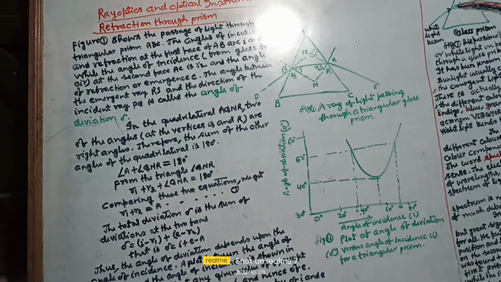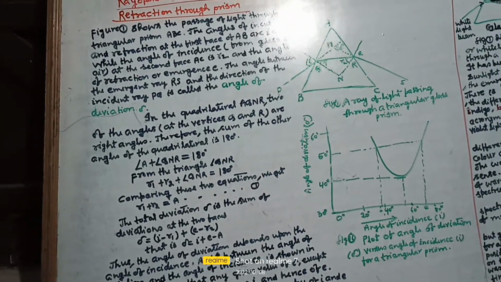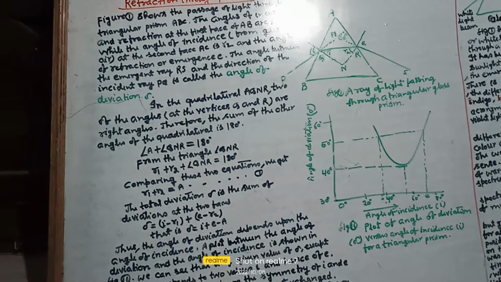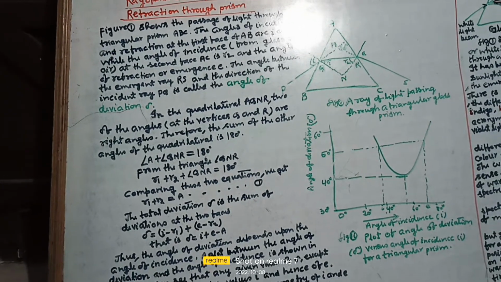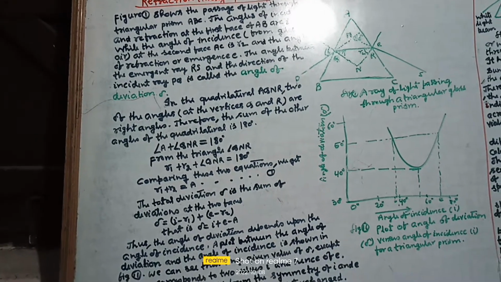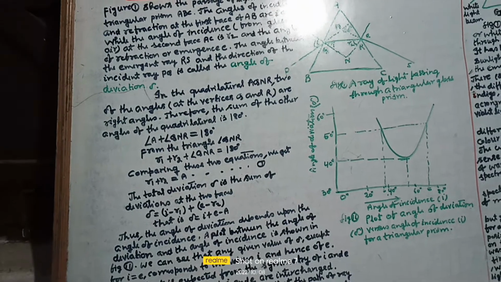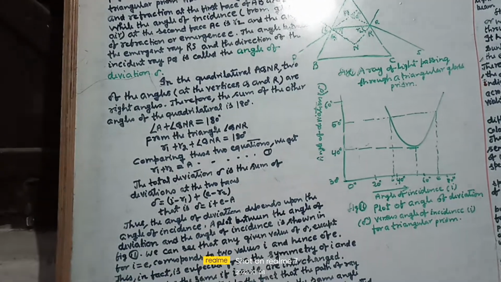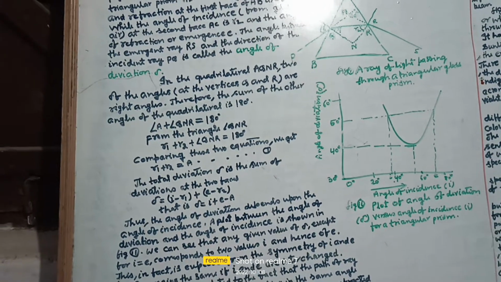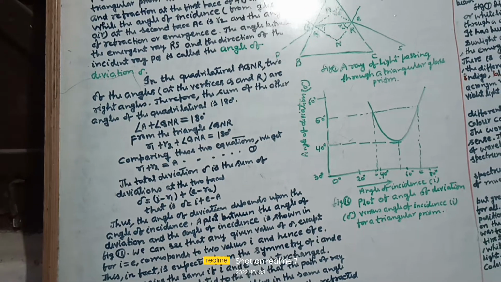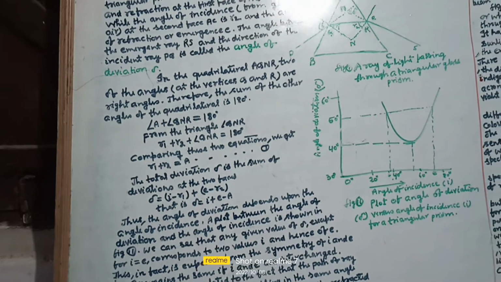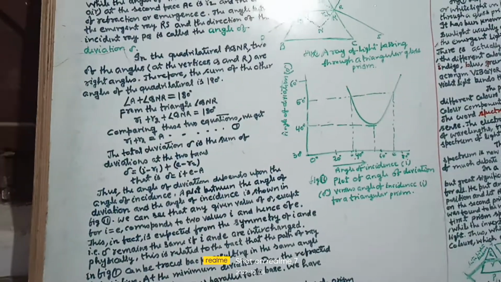In the quadrilateral AQNR, two of the angles at the vertices Q and R are right angles. Therefore, the sum of the other angles of the quadrilateral is 180 degrees. Angle A plus angle QNR is 180 degrees. From the triangle QNR, r1 plus r2 plus angle QNR equals 180 degrees. Comparing the two equations, we get r1 plus r2 equals A.